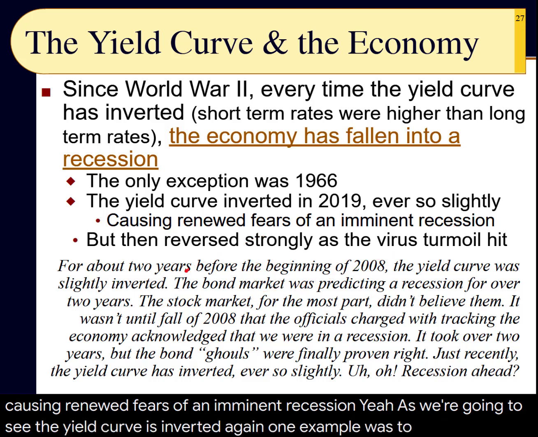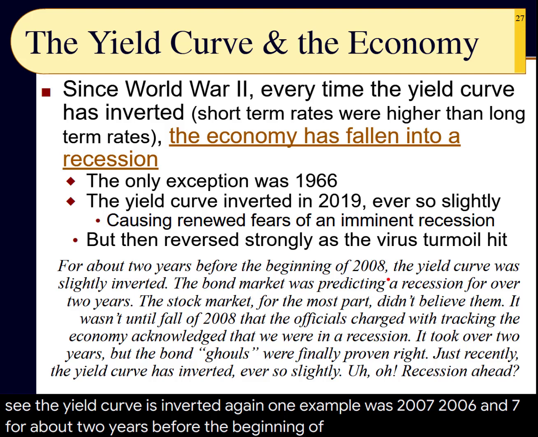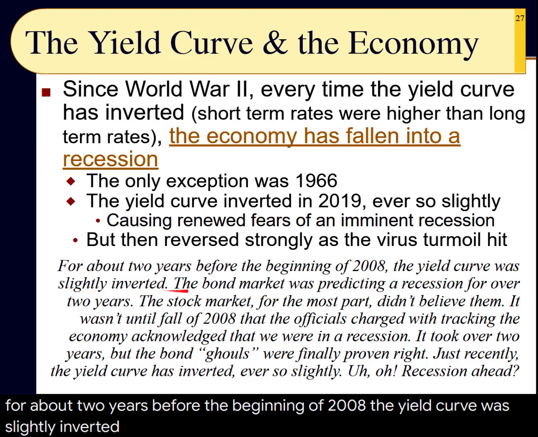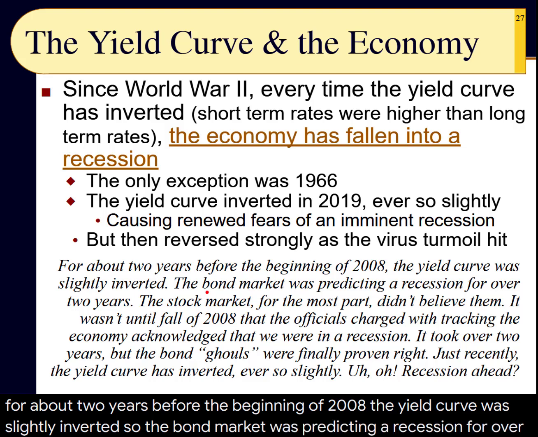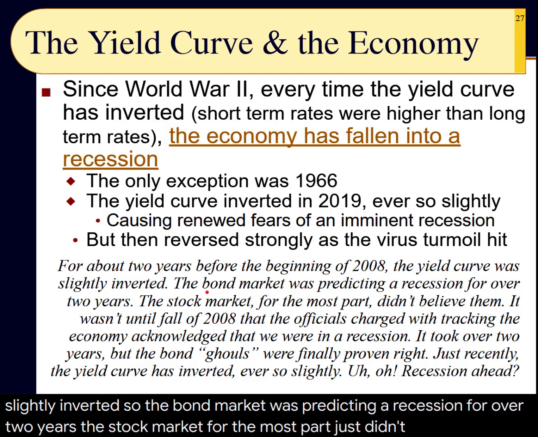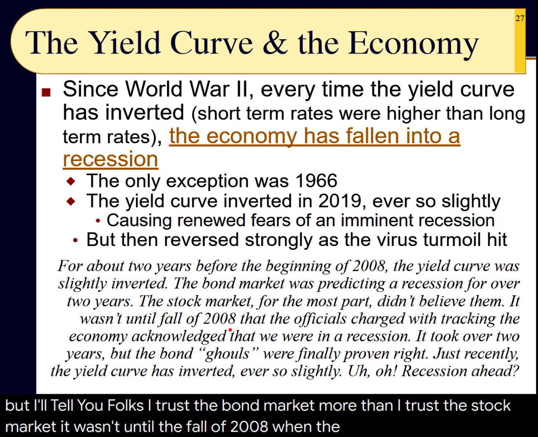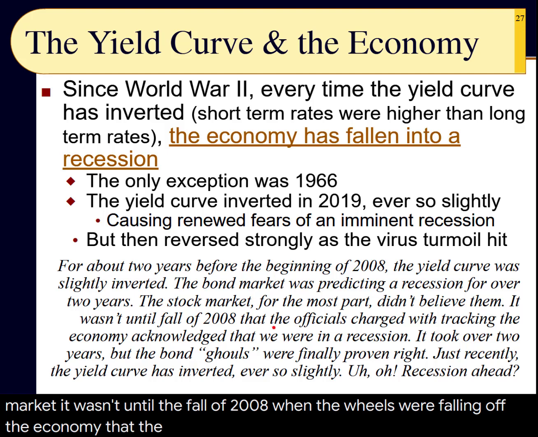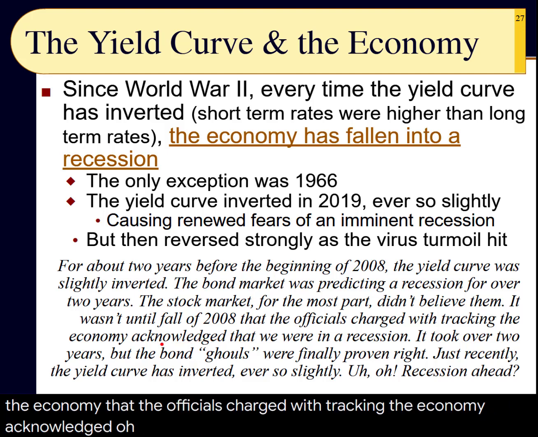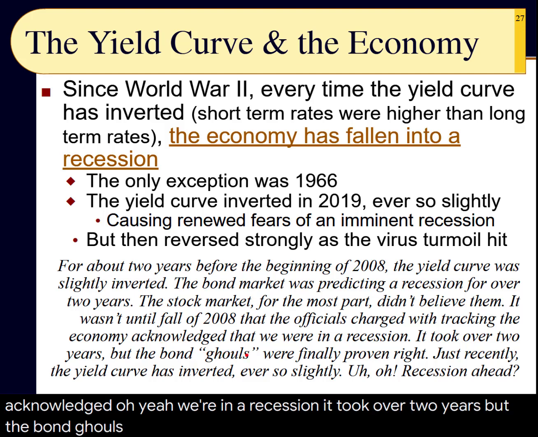One example was 2006 and 2007. For about 2 years before the beginning of 2008, the yield curve was slightly inverted. So the bond market was predicting a recession for over 2 years. The stock market, for the most part, just didn't believe them. But I'll tell you, folks, I trust the bond market more than I trust the stock market. It wasn't until the fall of 2008, when the wheels were falling off the economy, that the officials charged with tracking the economy acknowledged, oh yeah, we're in a recession. It took over 2 years, but the bond ghouls, as they are called, were finally proven right.